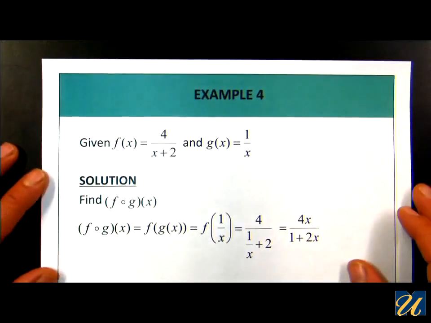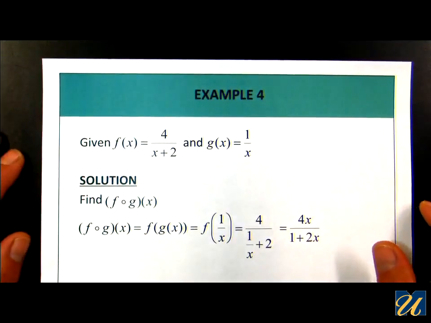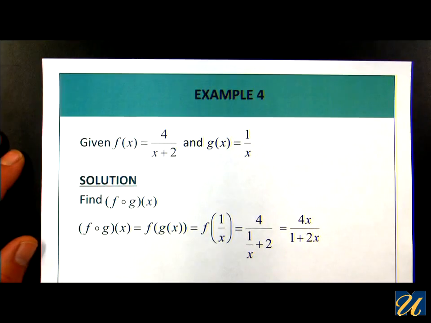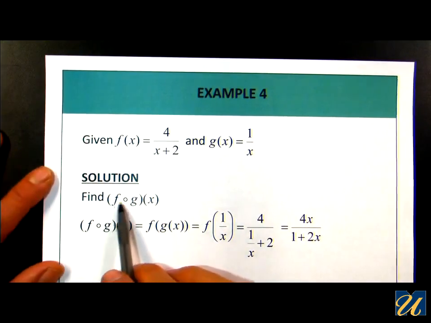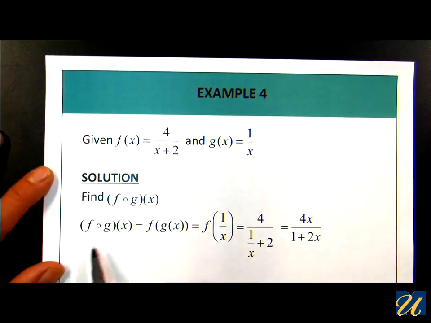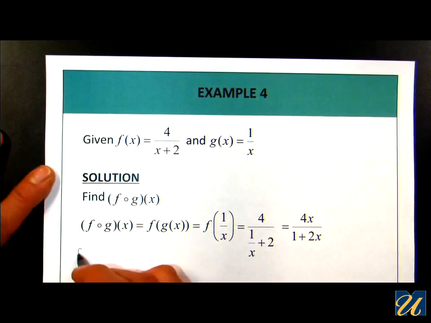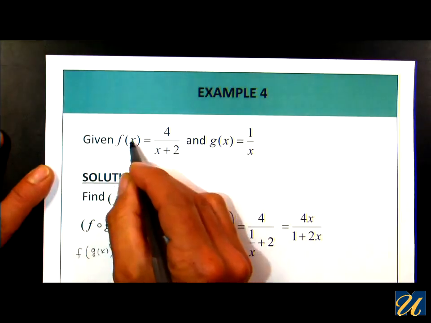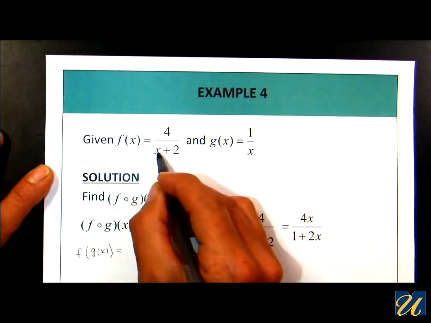We have a rational function for f and a rational function for g. We're going to compose them in the following way. F compose g. Okay, so first thing is write it in better notation. F compose g of x means f of g of x. Literally, f of g of x means go to the f function, replace x by g of x.